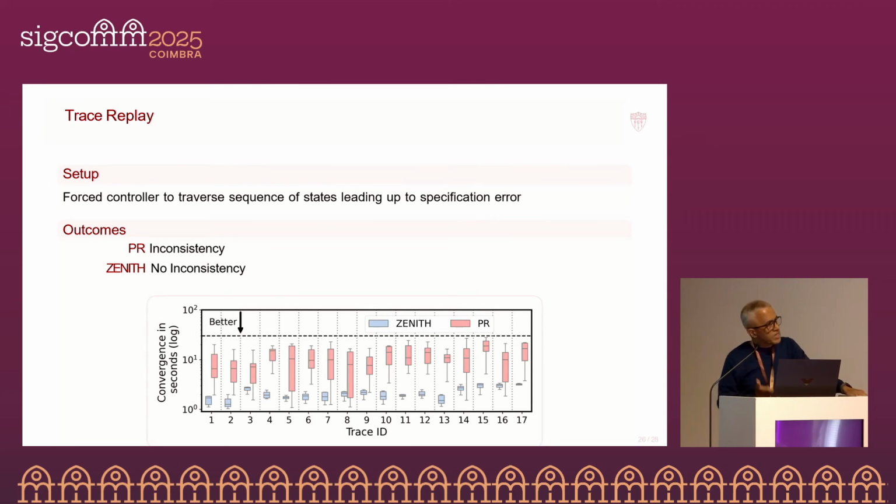With the periodic reconciliation, you always get an inconsistency. With ZENITH, you get no inconsistency, and of course, ZENITH converges faster. The x-axis on this figure shows the different traces that we use. The y-axis is the convergence time in log scale. And you see that the convergence time for ZENITH is about an order of magnitude lower.